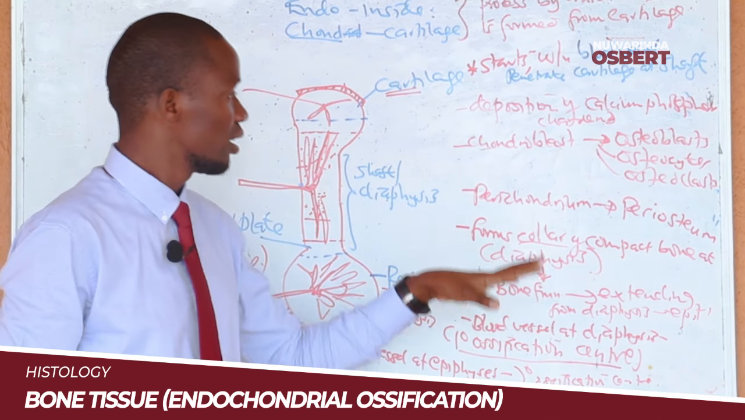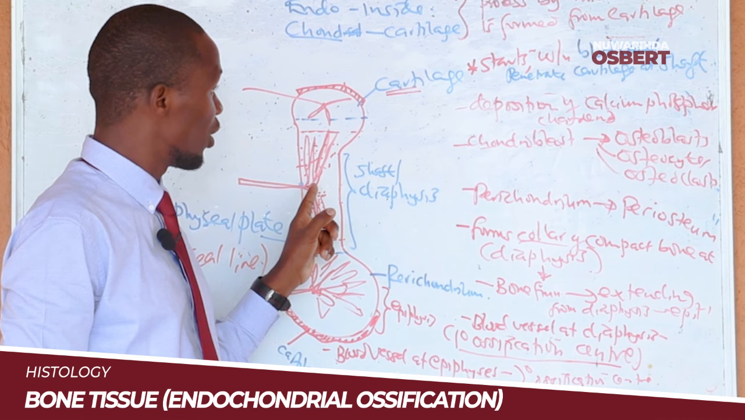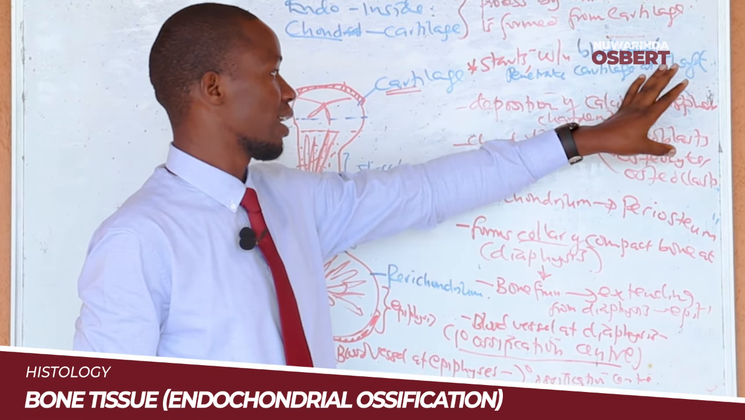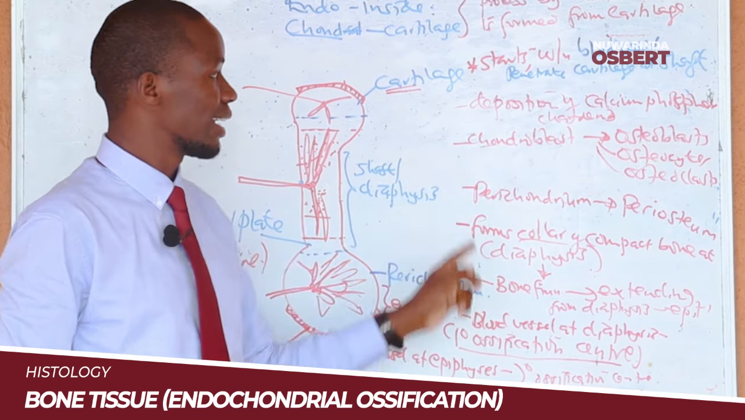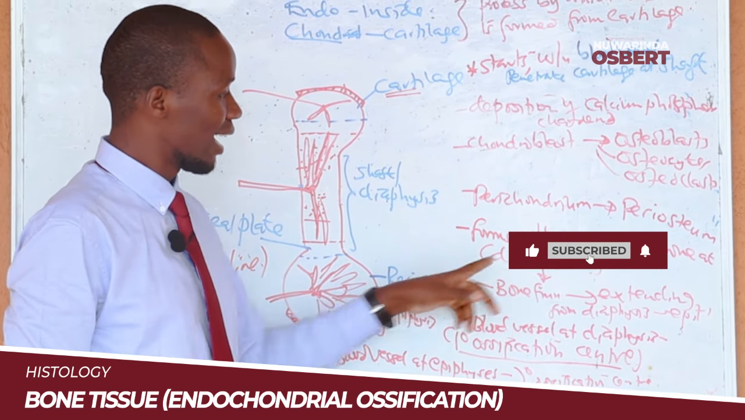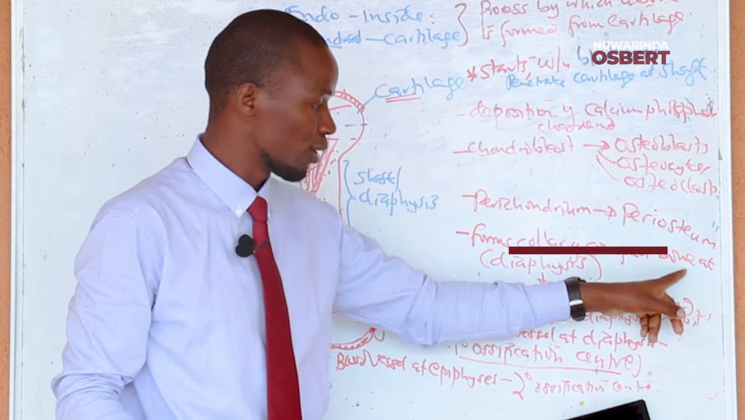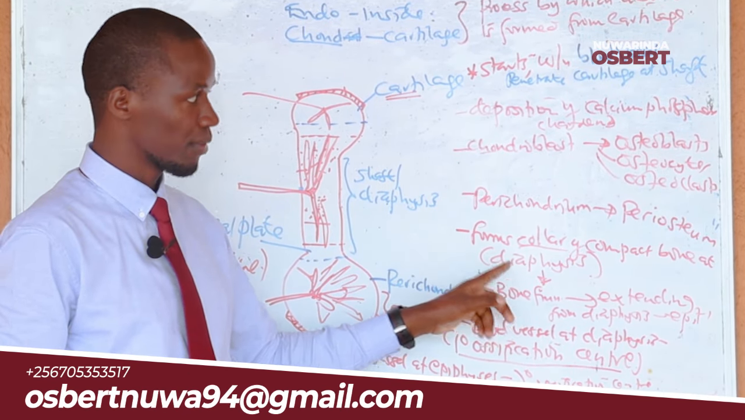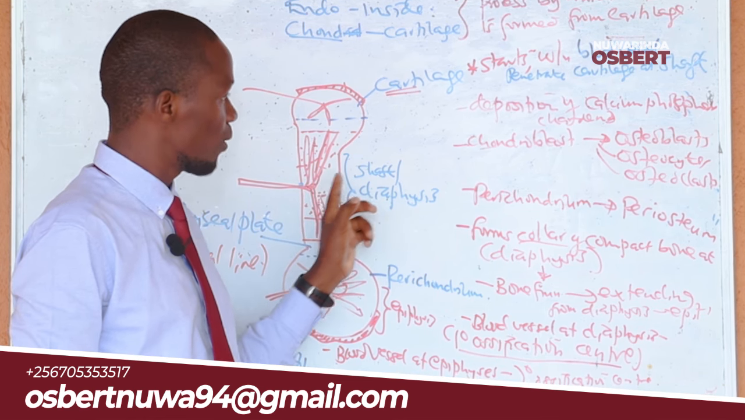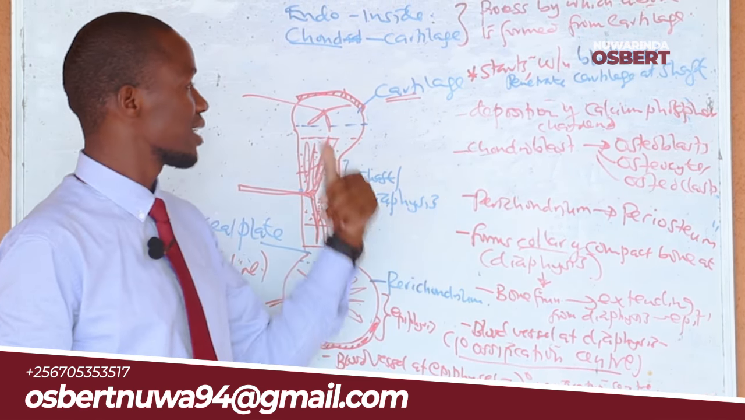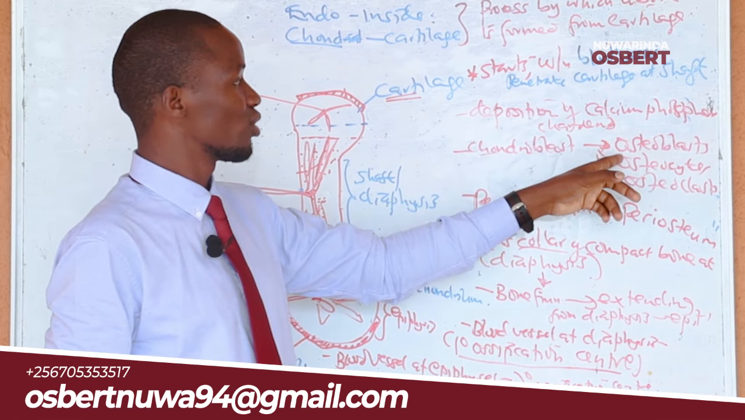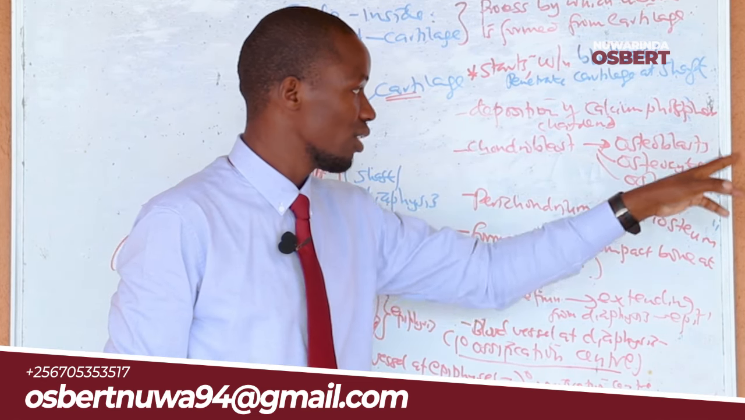At that moment, the blood vessels start depositing calcium ions, phosphate ions, or calcium phosphate, calcium carbonate, and that makes that region at the diaphysis become hard, leading to the formation of compact bone at the diaphysis. And after the penetration of the blood vessel, the chondroblasts, which were the cartilage cells, are turned into osteoblasts, osteocytes, and osteoclasts.